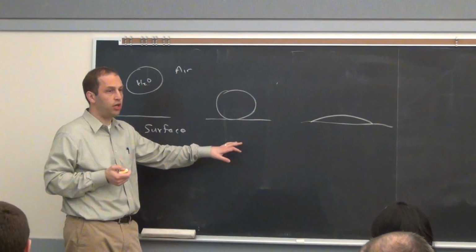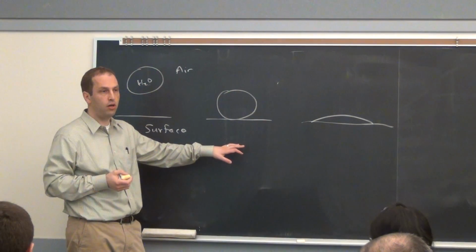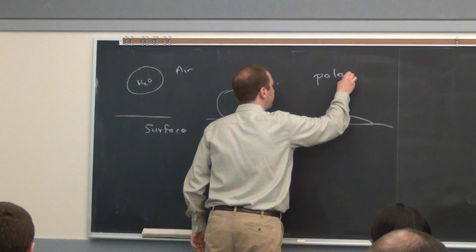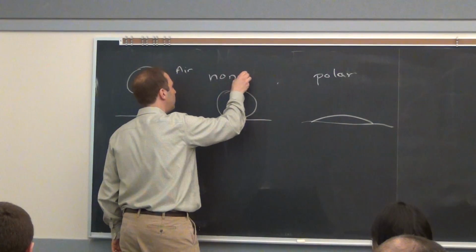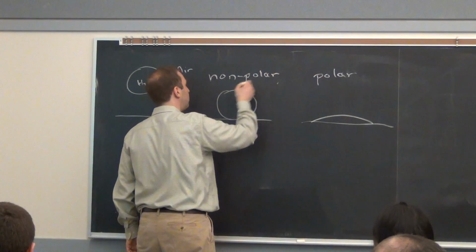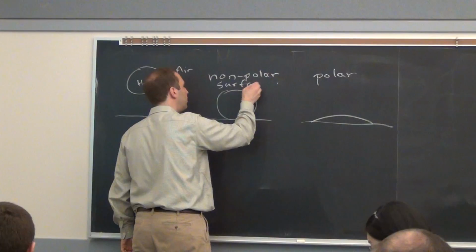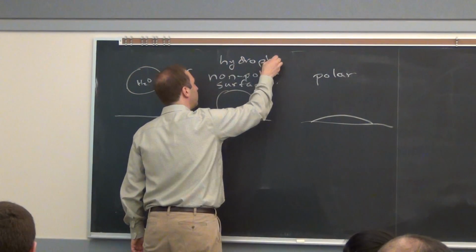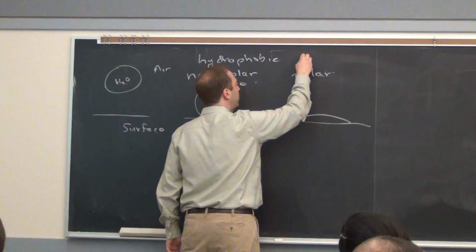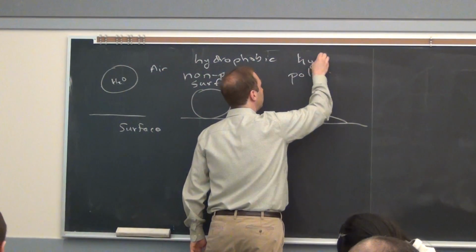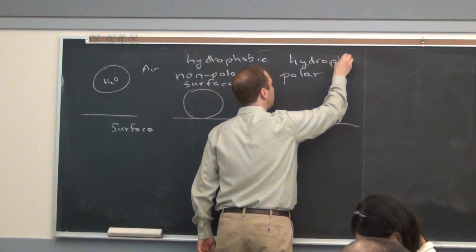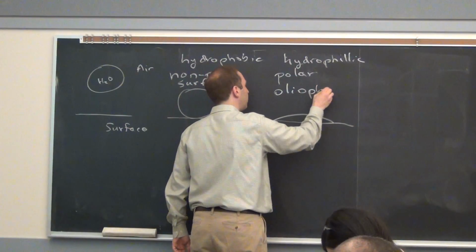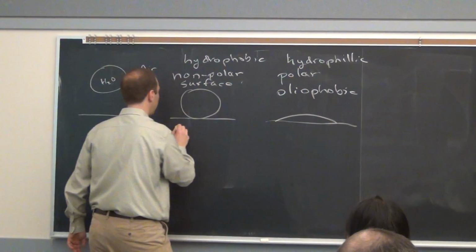So which of these would correspond to a polar surface for water? The one on the right, right? This would be called hydrophobic, and this would be called hydrophilic. And people can also call this oleophobic, oleophilic.